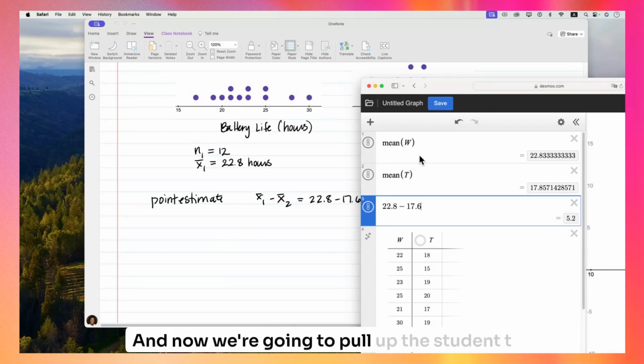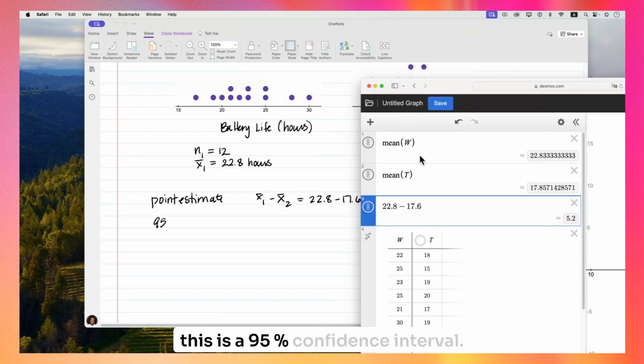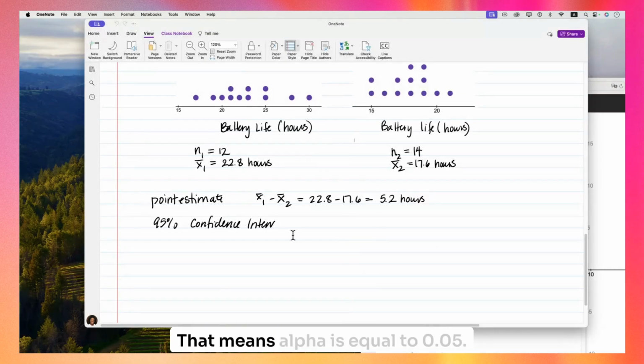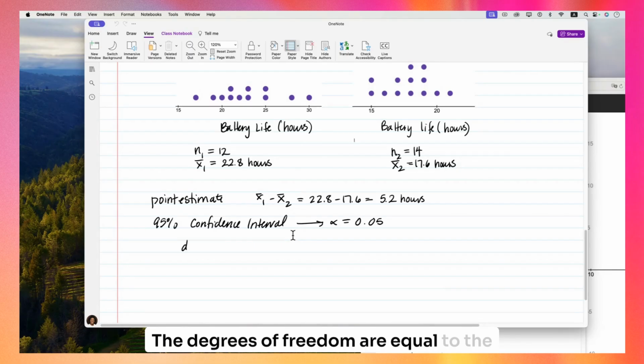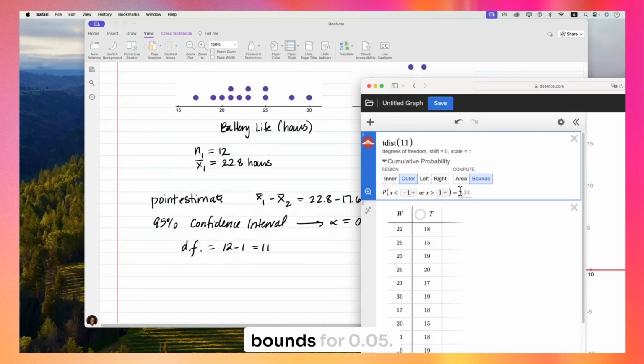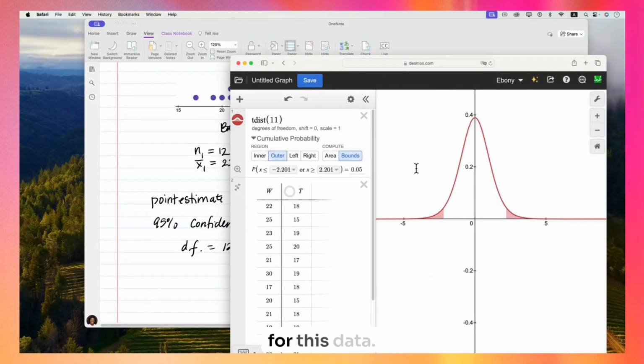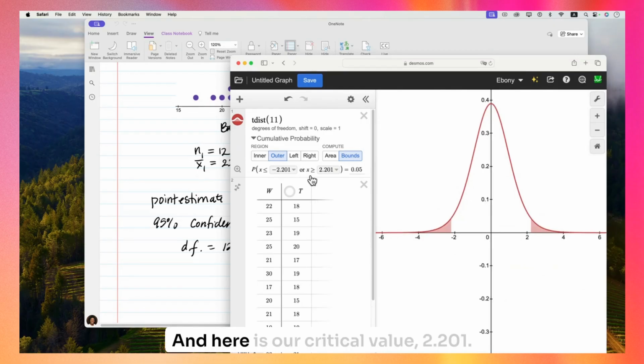And now we're going to pull up the Student's t distribution and find the critical values. This is a 95% confidence interval. That means alpha is equal to 0.05. The degrees of freedom are equal to the smaller of the sample sizes minus 1. So that's going to be 11. We're going to have outer, so we're looking for the bounds for 0.05. And here is what the distribution looks like for this data. And here is our critical value, 2.201.